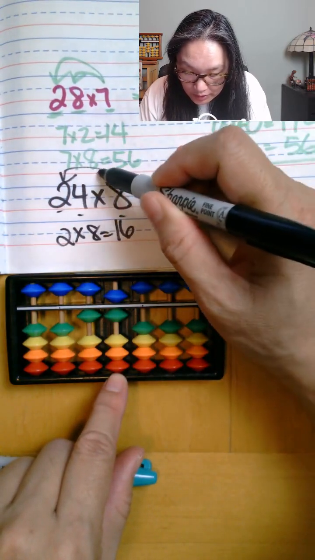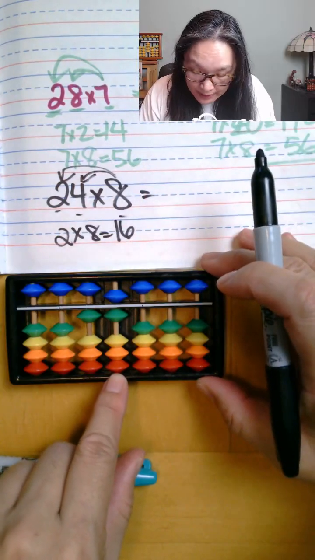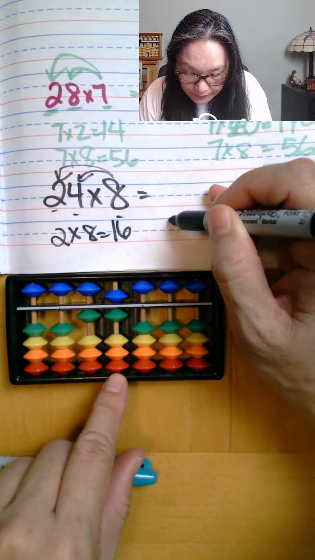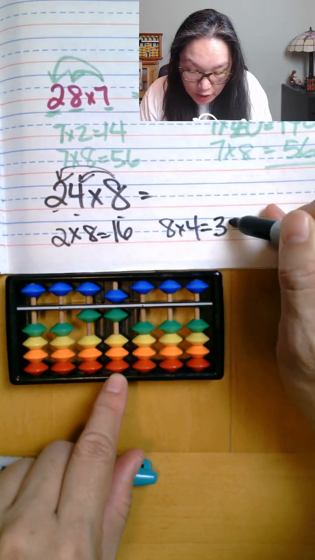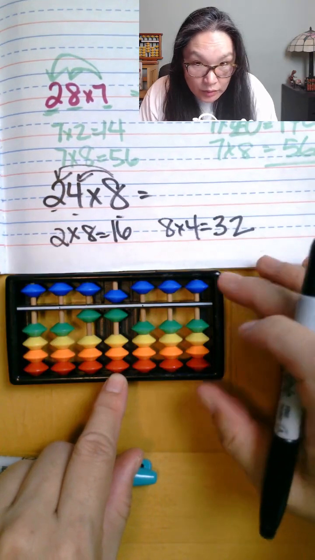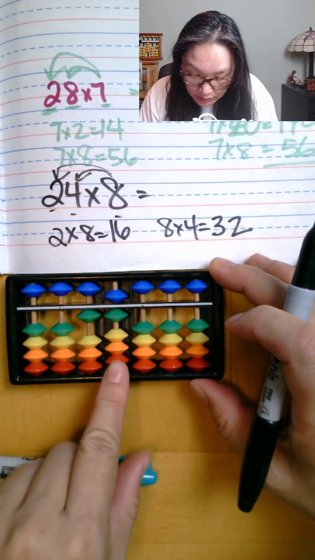So the next one we're going to do is 8 times 4. 8 times 4 is equal to 32. So what do we do? We add 30. We add 2.